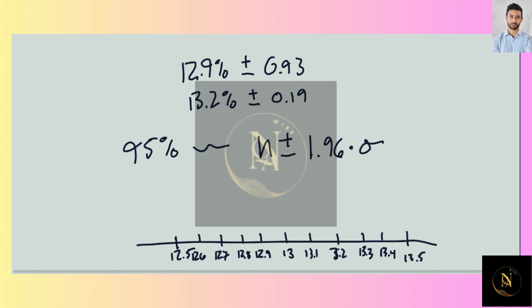So let's plot the first one that we've got. We've got 12.9. And then we know we need to look plus or minus 1.96 times 0.93. So 1.96 times 0.93, I get 1.8228. So let's just do 1.8. Okay, and for the other one, we've got 13.2 plus or minus, let's do 0.19 times 1.96. I get 0.37.